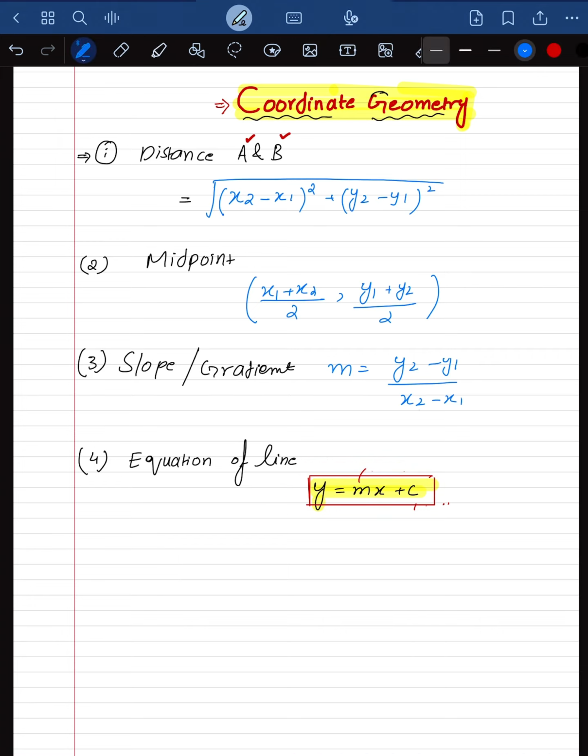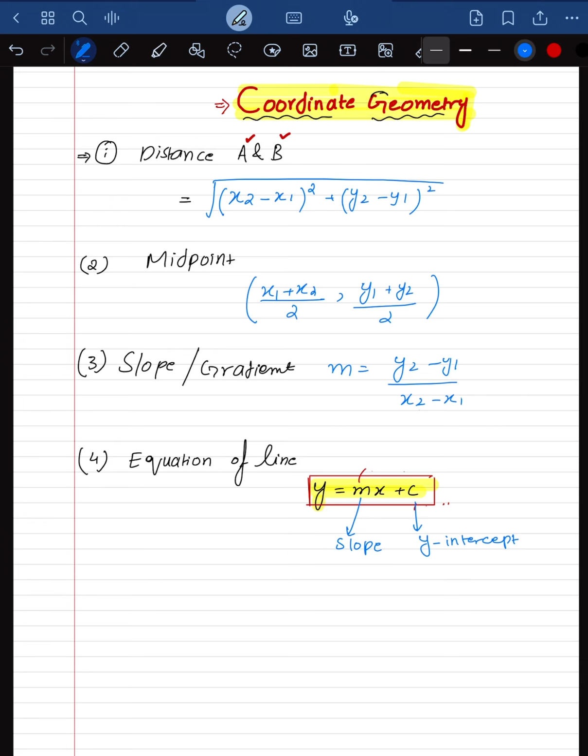In this formula we need to understand what m is. So m is basically the slope and c represents the y-intercept, where the line crosses the y-axis. This is the standard form of the equation of a line. Now you can pause the video, learn these formulas, then we can proceed forward.